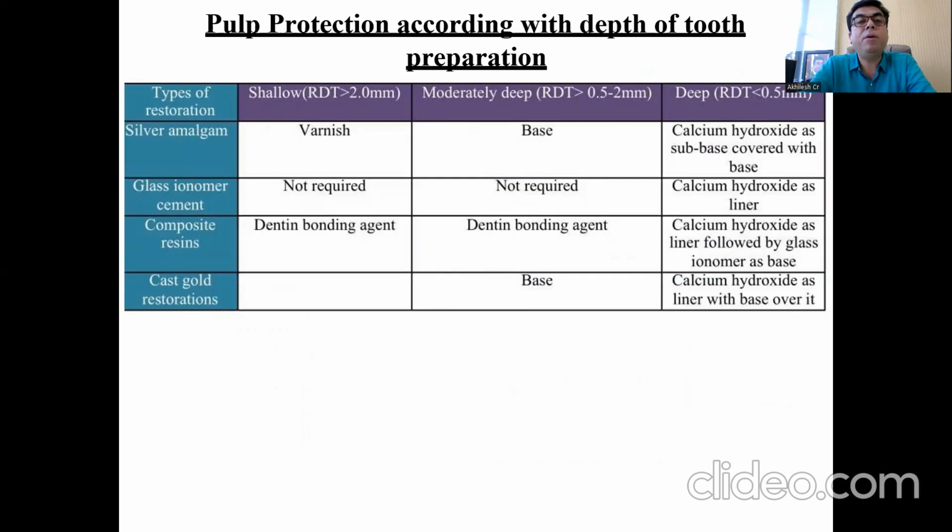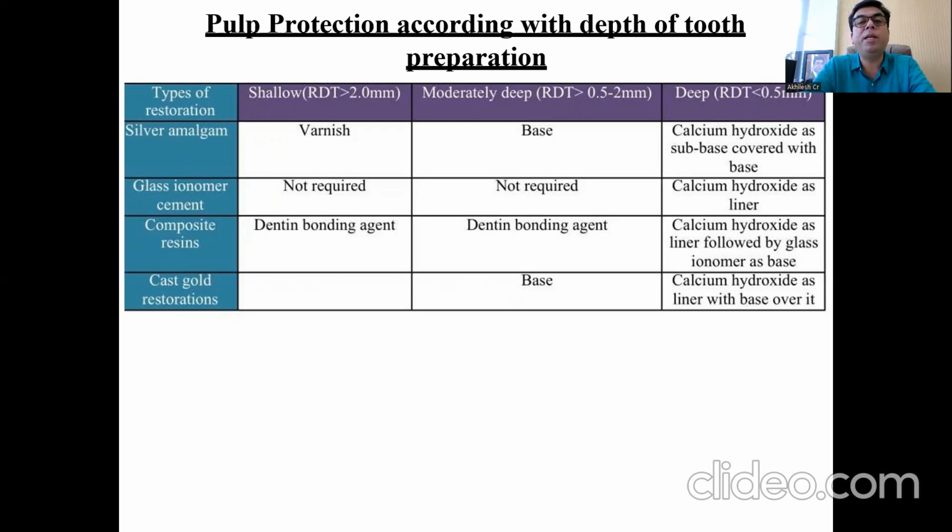I've just given a table regarding the pulp protection according to the depth of the tooth. For example, in case of silver amalgam, if it is a shallow cavity, you can use varnish. If it is a moderately deep cavity, you can use a base. And when it is a deep cavity, you can use calcium hydroxide covered with a base. Glass ionomer cement is not used in case of shallow cavities, either varnish or dentin bonding agent.